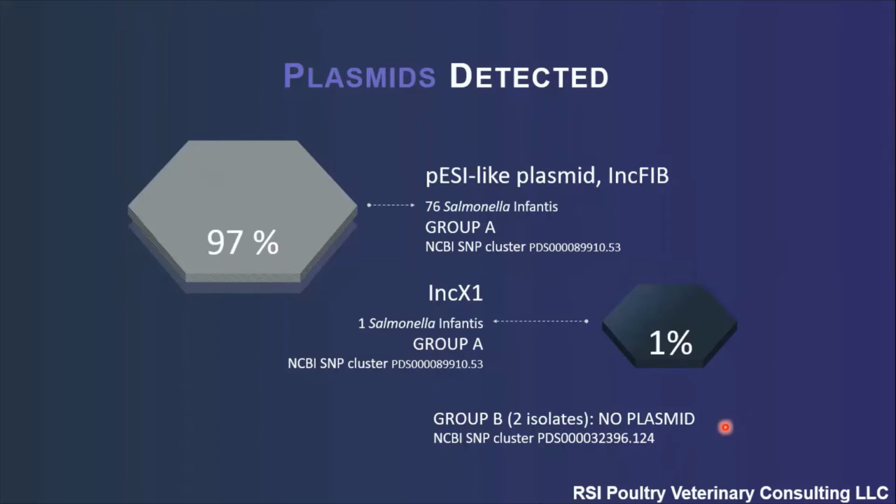Overall, all the isolates carrying plasmids were located in the phylogenetic group A, and the isolates that did not contain any plasmid were located in the phylogenetic group B.